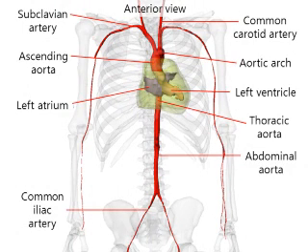The blood from the left ventricle passes through an artery and goes to the whole body. It passes the ascending aorta, aortic arch, thoracic aorta, and abdominal aorta subsequently.